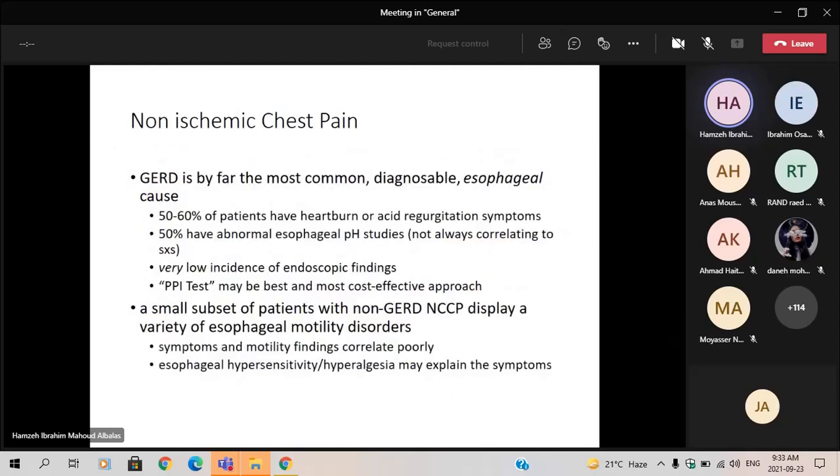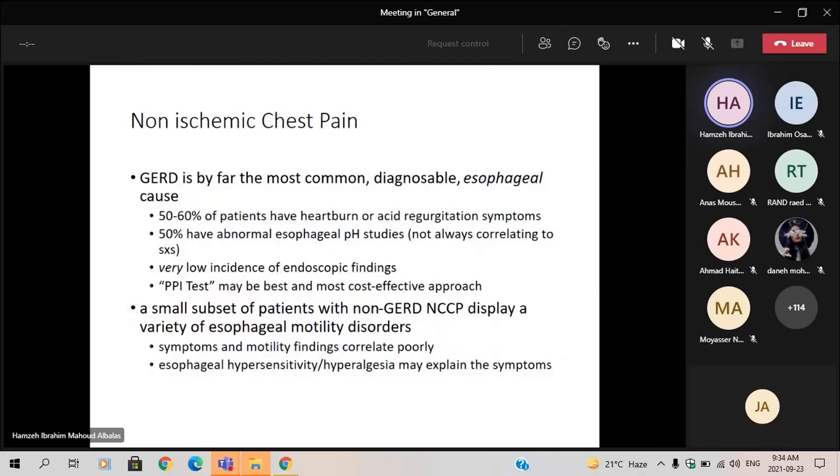Gastroesophageal reflux disease is by far the most commonly diagnosed esophageal cause. Maybe 50 to 60% have heartburn and acid regurgitation, and 50% have an abnormal esophageal pH study. There is a very low incidence of endoscopy findings, maybe esophagitis. A small subset of patients have non-GERD causes, a variety of esophageal motility disorders. Symptoms and motility findings correlate poorly. Esophageal hypersensitivity, hyperalgesia explains them.